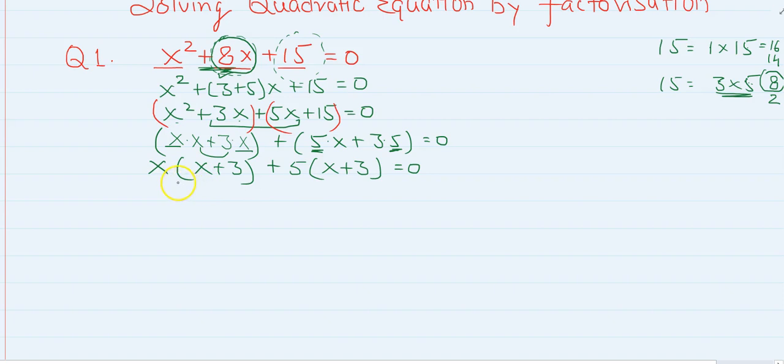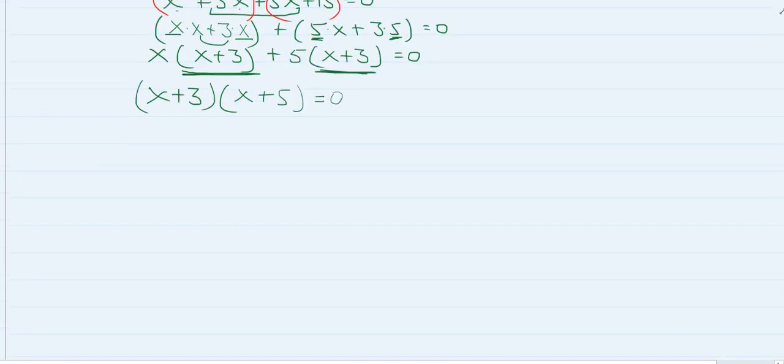Now we can see here there is another common term, that is x plus 3 is here and x plus 3 is also here. So we are going to take this x plus 3 common. Now the remaining is x plus 5 is equal to 0. So what we have done the factorization.